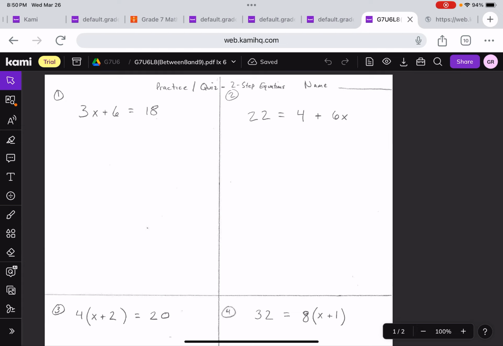If you haven't already, make sure you get this practice/quiz sheet from your substitute teacher. If you haven't got that, hit pause, get it. If you've got it, let's rock and roll.